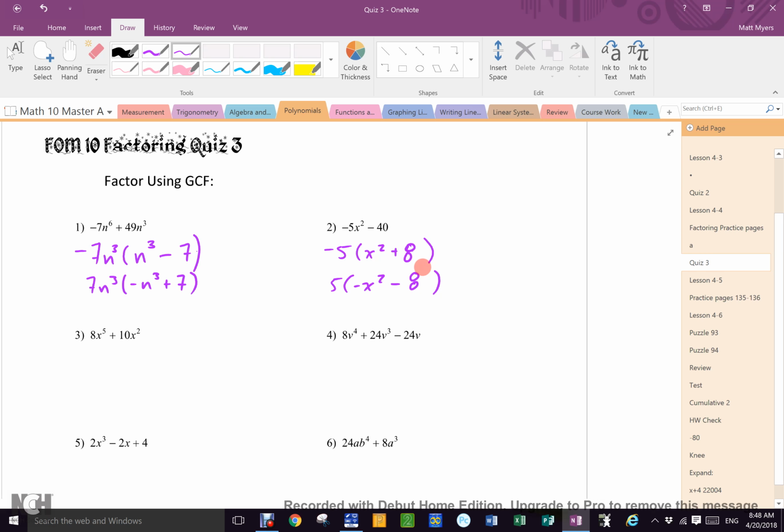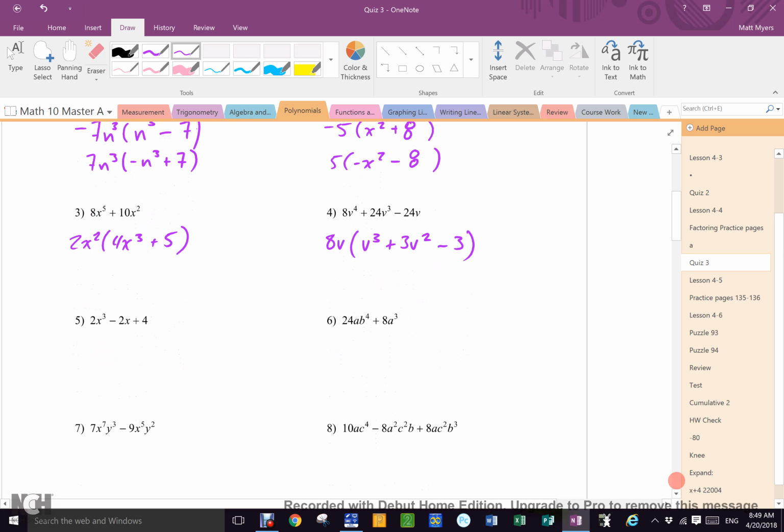All right. This one has no possibilities here. You only have one right answer. It is 2x squared, 4x cubed plus 5. This one is 8v, which is v cubed plus 3v squared minus 3. This one is 2x cubed minus x plus 2.